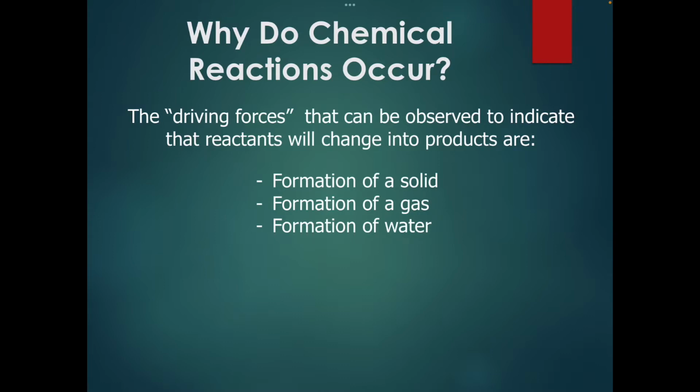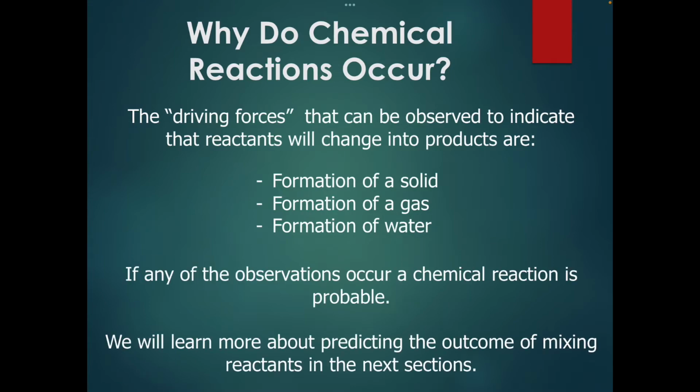Another one is formation of a gas. Remember, that was also one of our characteristics of a chemical change. We would observe bubbles, right, if there was a gas forming. And then the last one would be the formation of water. This is typically in an acid-base reaction, which we'll study in a couple chapters. So if we form water, that's also a driving force. So forming a solid, a gas, or water will cause a reaction to happen. If any of those observations occur, right, formation of a solid, we see bubbles, we produce pure water, then we're likely having a chemical reaction. Not definitely, but likely.